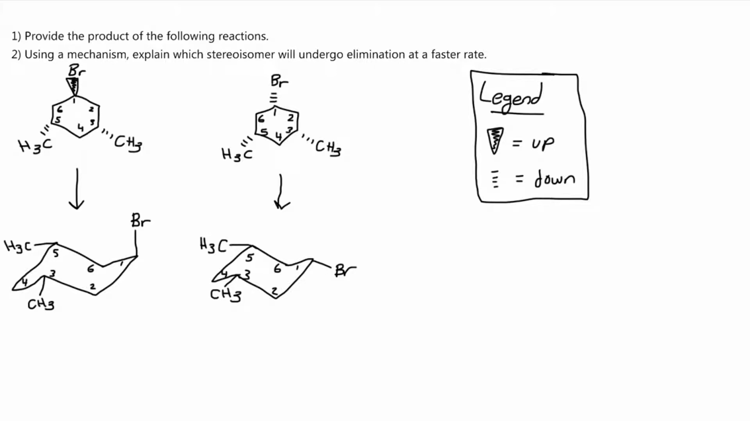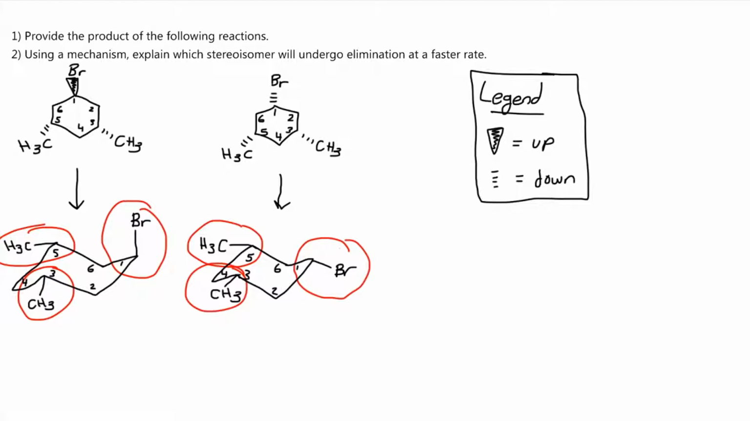So now that we have the chair conformations of both molecules, we can see some similarities and differences between them. The similarities first are that the methyl groups are in the equatorial position for both of these molecules. The bromine, however, is in an axial position for the first molecule, and it's in an equatorial position for the second molecule. What does this tell us, and how do we need to use this information to figure out which stereoisomer will undergo elimination at a faster rate?